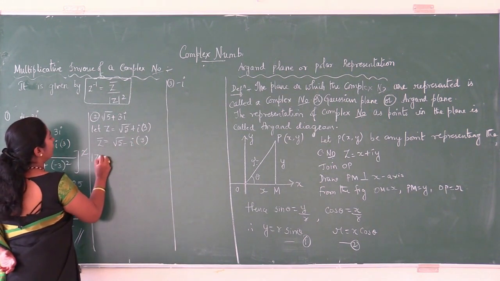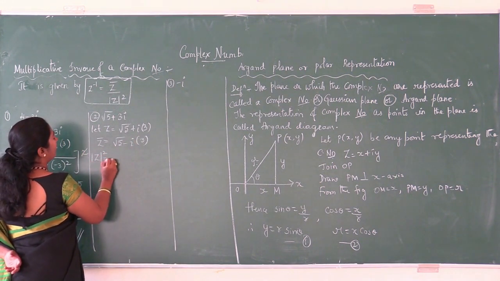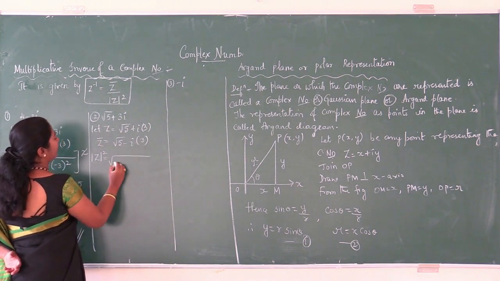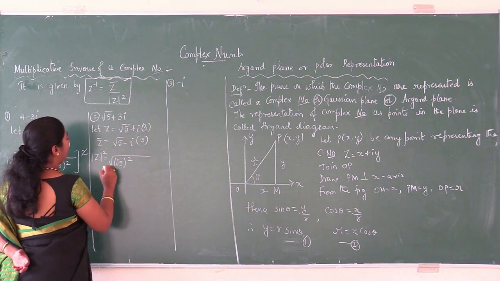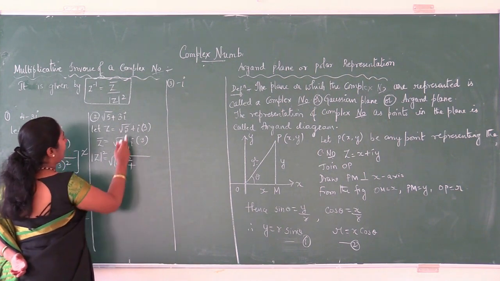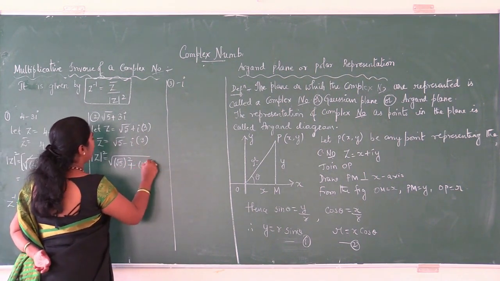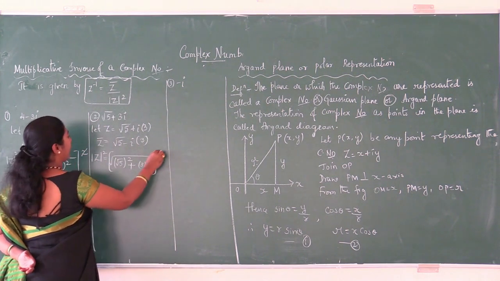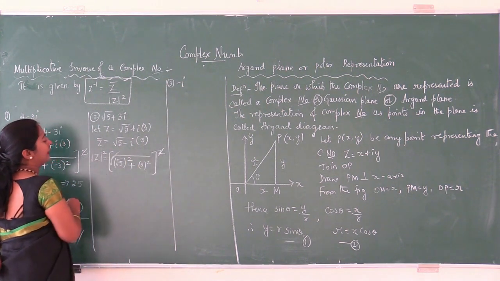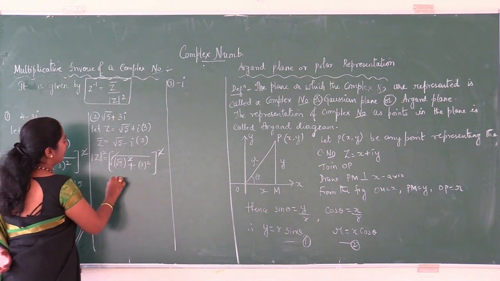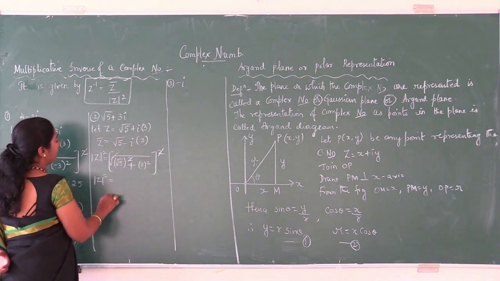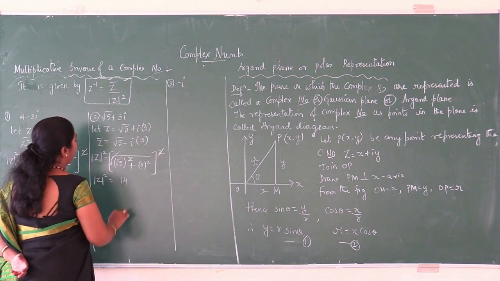How do you find mod z? Square root of root 5 square plus 3 square, and you are squaring it. The square root and the square get cancelled. Root 5 and the square get cancelled. What is 5 plus 9 equal to? What is mod z square? 5 plus 9 equal to 14.